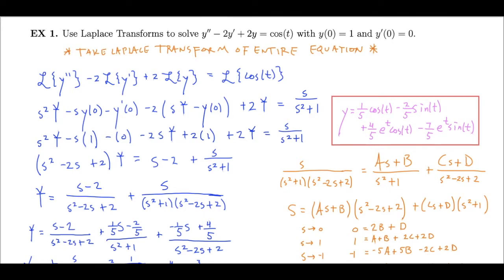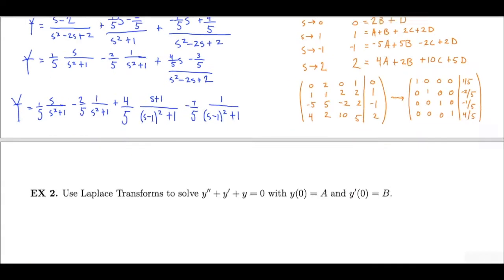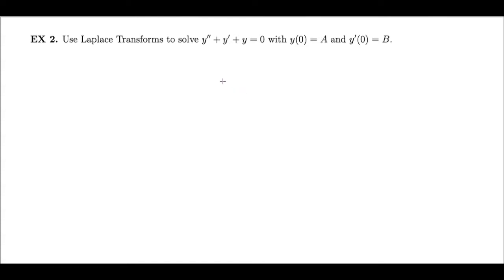All right, I want to take a look at one more example. In example 2, we have a homogeneous differential equation, so I have a 0 right-hand side. And in this particular case, the initial conditions, y of 0 and y prime of 0, are given as generic parameters. They're represented here as the variables capital A and capital B. So let's go ahead and get started by taking the Laplace transform of this entire differential equation.